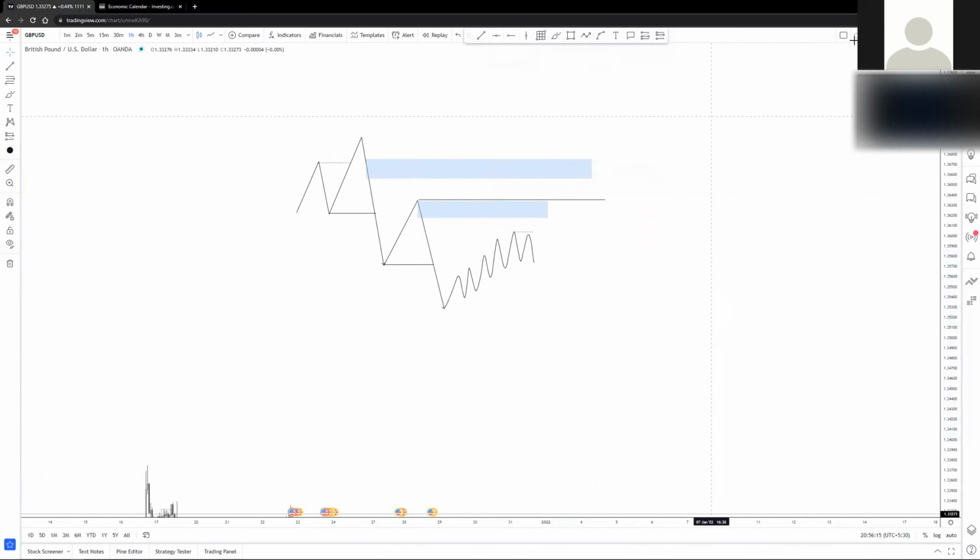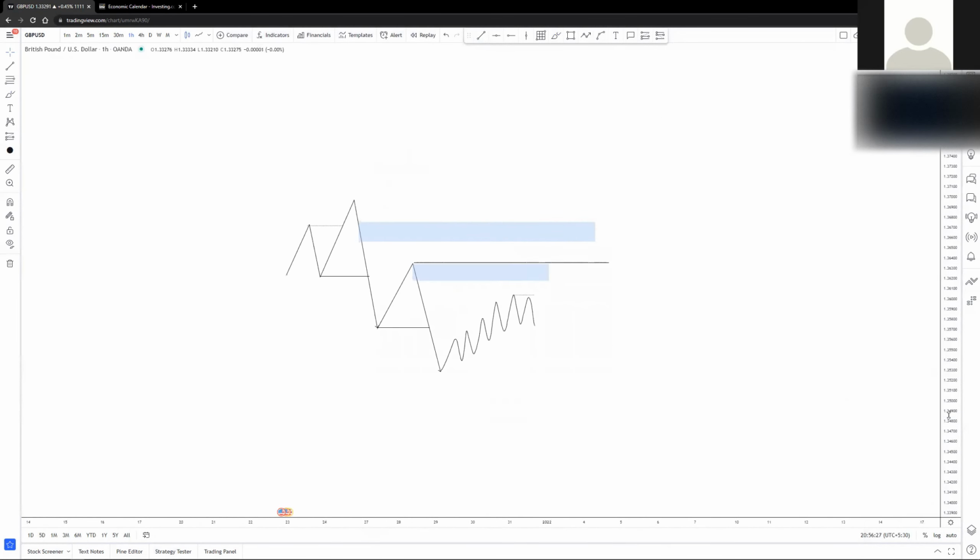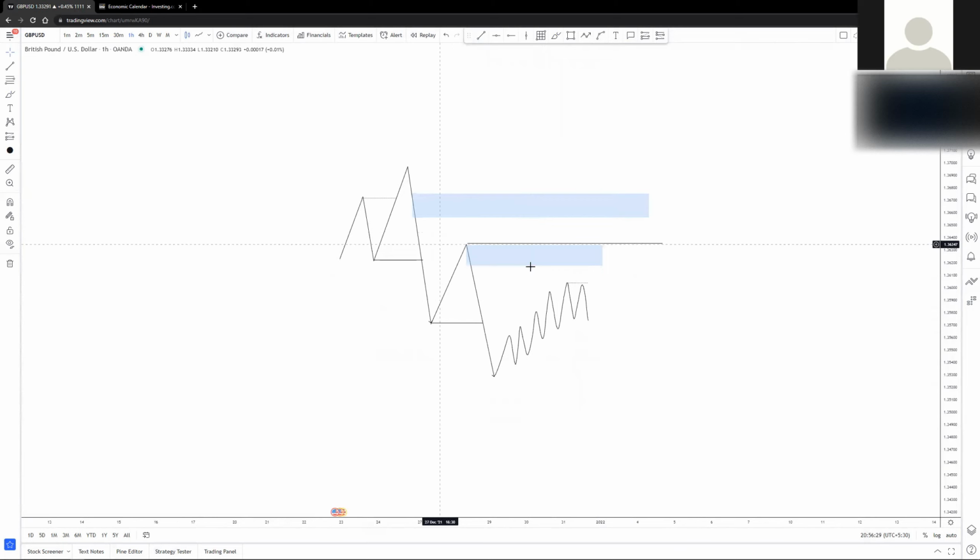That's the thing. It's about risking your money properly. Risk management is key. So personally, I will be risking my money on that setup. I will be risking my money here. So you understood it, right? Perfect.